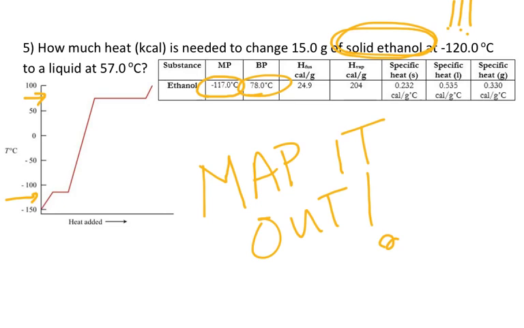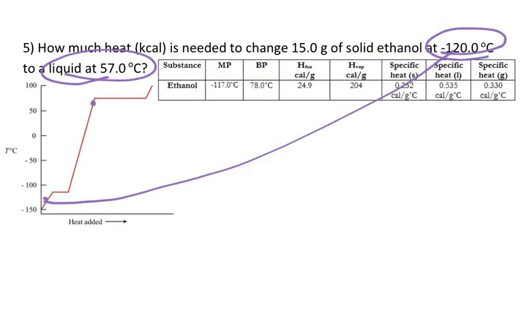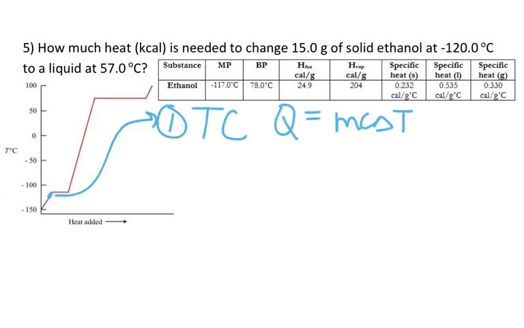It's number 1. Okay, so we're starting at negative 120, which should be down somewhere around there. And we are supposed to make it end up with a liquid at 57 degrees. So you can see I connected the dots. So we have 1, 2, 3 different steps that we have to add. 2 temperature changes and 1 phase change.